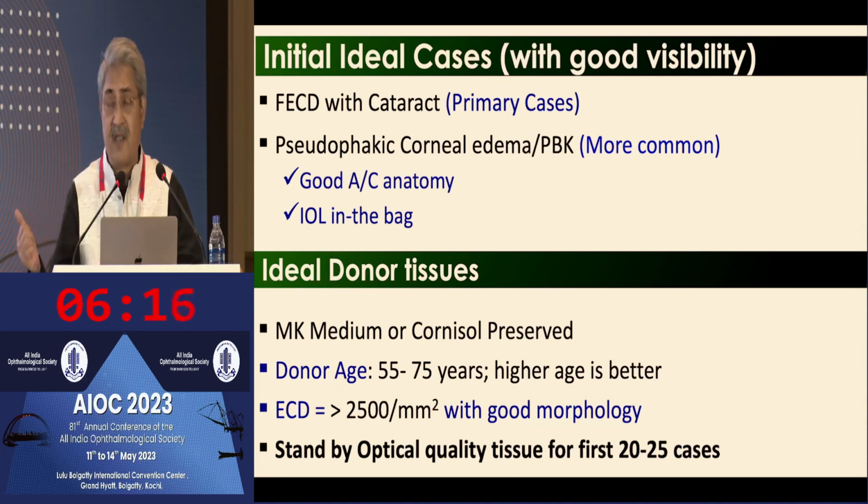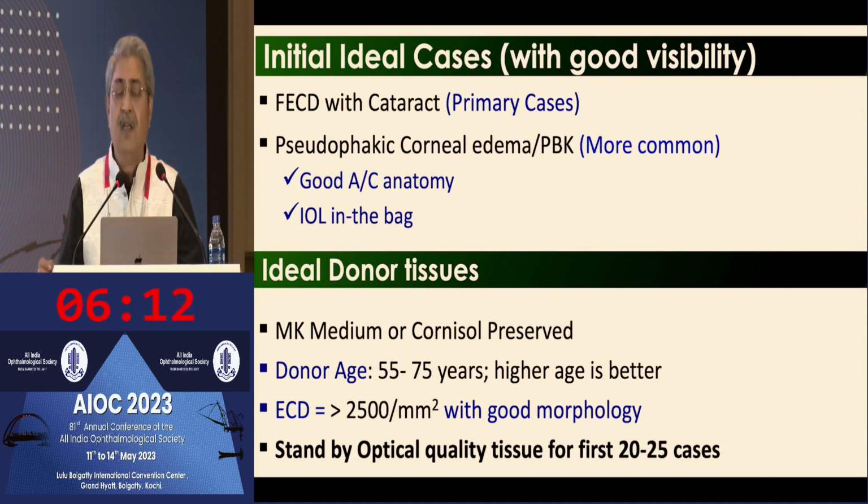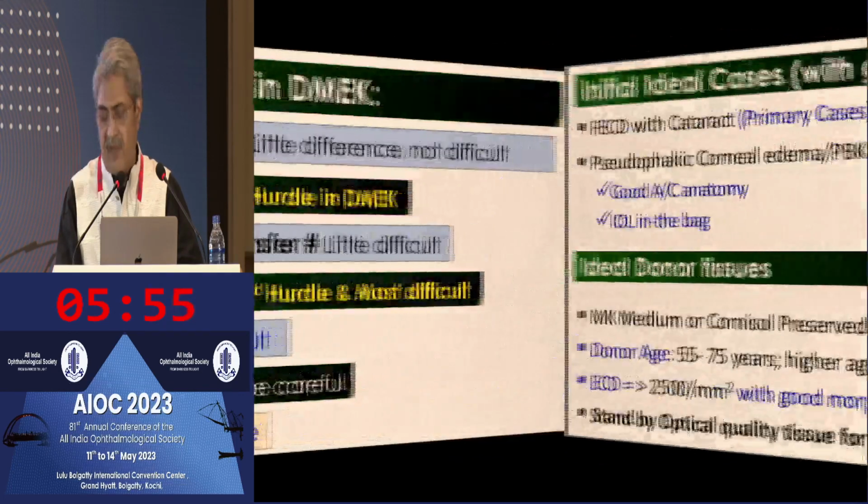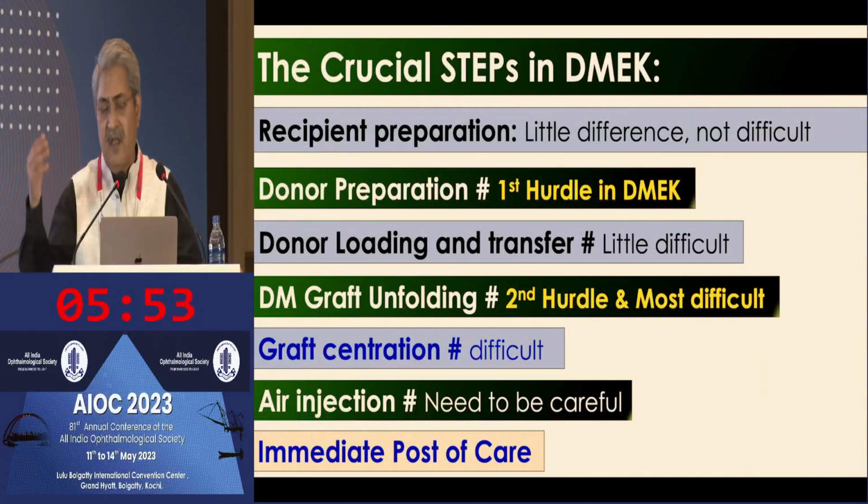As Rajesh has used the younger donor for ultra-thin DSEK, people are gradually lowering the age of the DMEK graft by different methods. And endothelial cell density should be more than 2500 with good morphology, and standby optical quality tissue for the first 20-25 cases. There are different steps.